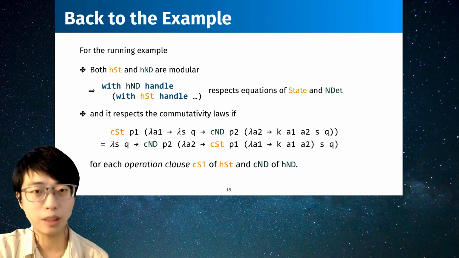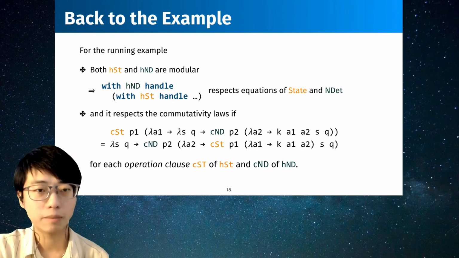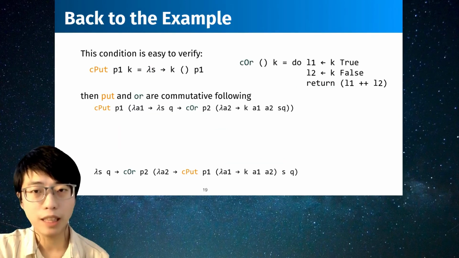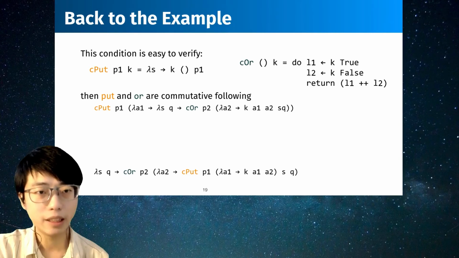Although this condition looks maybe a bit scary, it is actually simpler to work with than directly proving from the definitions, because this condition involves only the clauses of relevant operations of the two handlers, rather than recursive folds on syntax trees. For example, the clause for put is this simple function, and the clause for or is this simple function, and to show put and or are commutative under the composite handler, it is sufficient to show this equality. The equality is actually very easy to show.